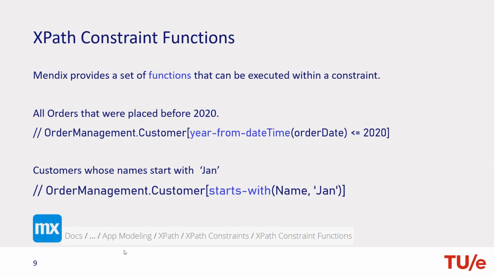Mendix has built-in utility functions that come in handy in defining the constraints. They are particularly useful in selecting parts of datetime and string data attributes. Here, in the first example, the year from datetime function is used to extract year information from order date data, which is stored as datetime. In the second, the starts with string function is used, which constrains the leading part of the name string data to the pattern JAN.